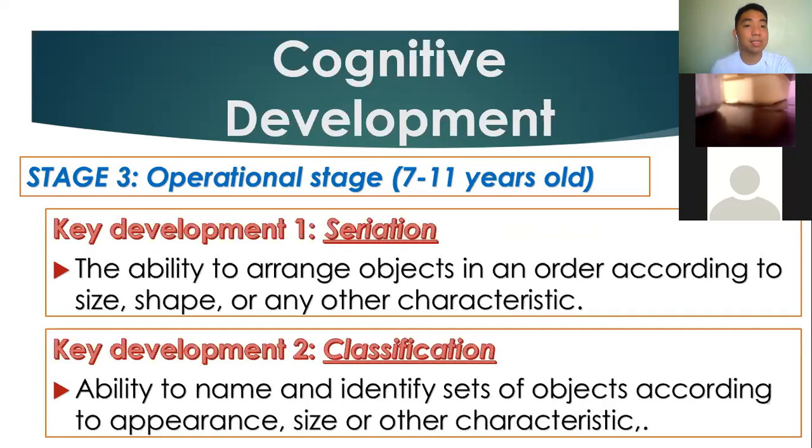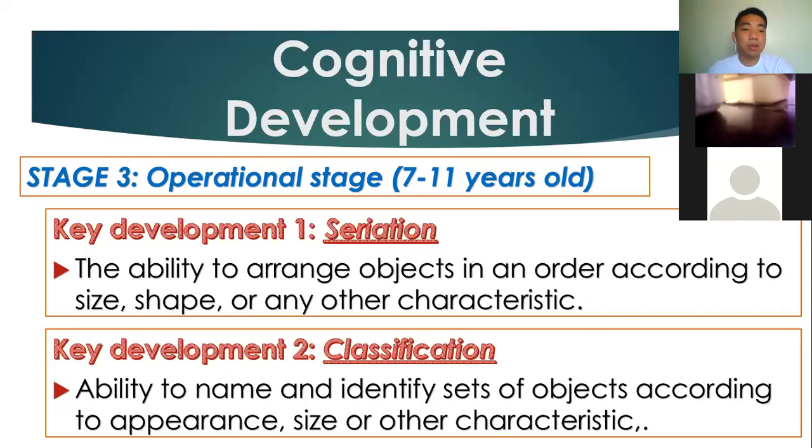First one, seriation. It's the ability to arrange objects in an order according to size, shape, or any other characteristic. So of course, at this stage, nahibaw-an na siya mo classify of objects. Dili na animistic, because he can classify those things na naay life o walay life. Okay? That's seriation. I'm talking about classification. So, maka-arrange na ang bata according to given characteristics. Maka-identify na siya kung mas dako. So, for example, dako una, then gamay, or gamay una. So, he knows the ascending and descending order.